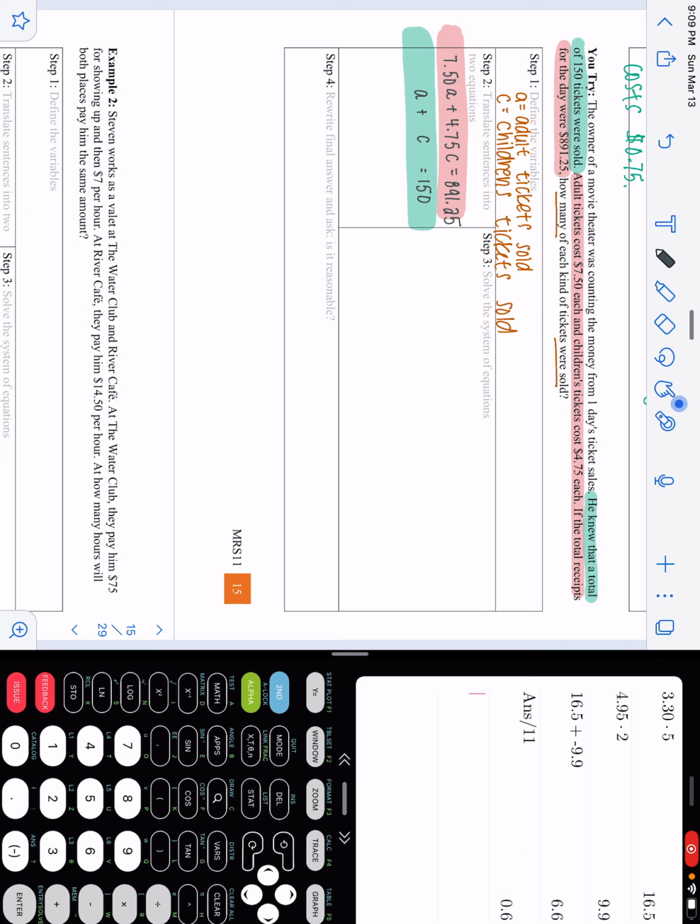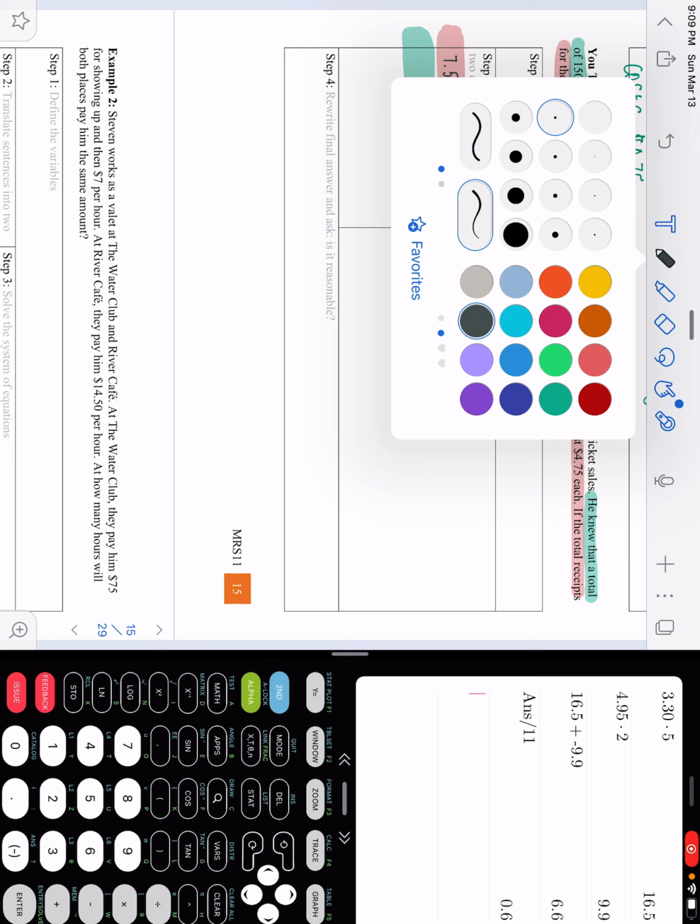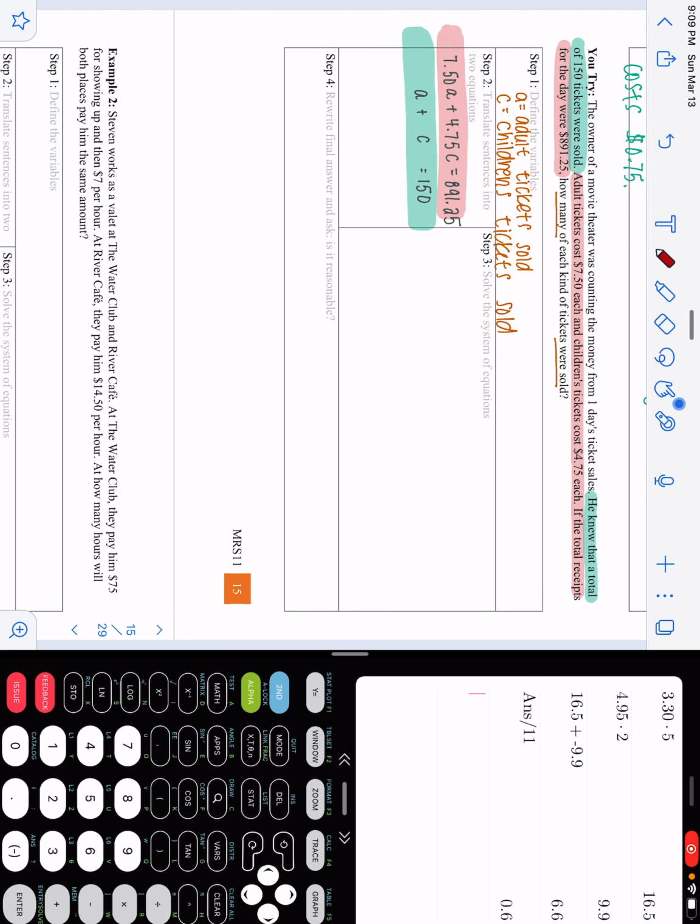Now, you could definitely use substitution for this. You would have to take that green equation and try to solve for one of your variables. I'm just going to continue using elimination. So go ahead and pause the video, and when you're ready, you can unpause it so we can go over this problem together.